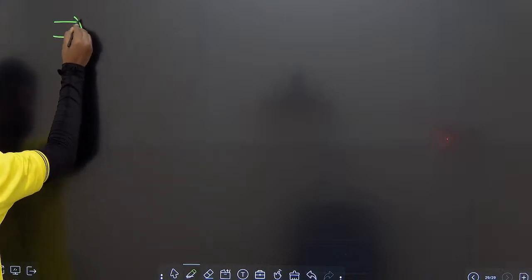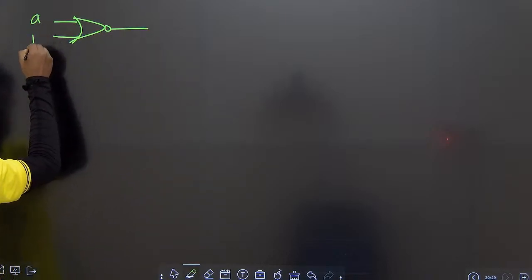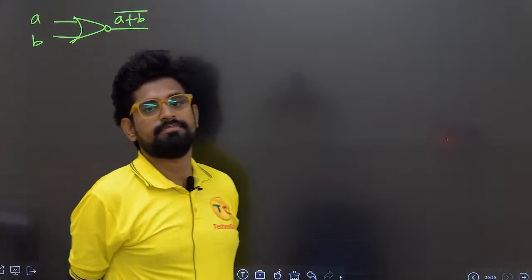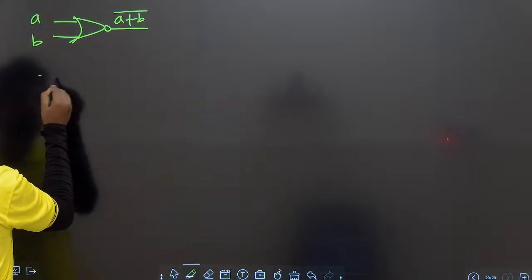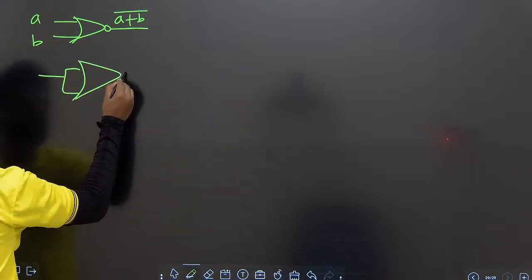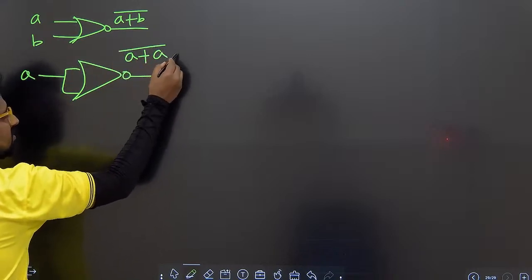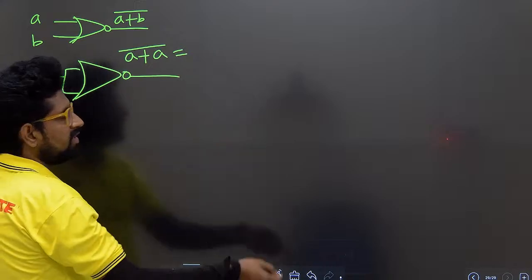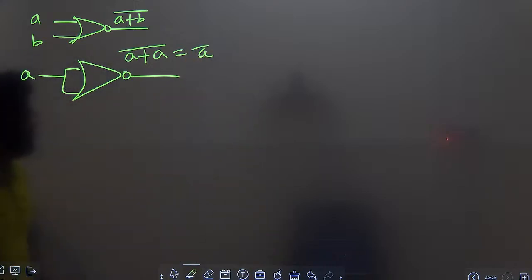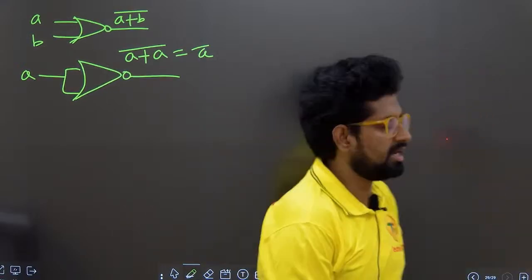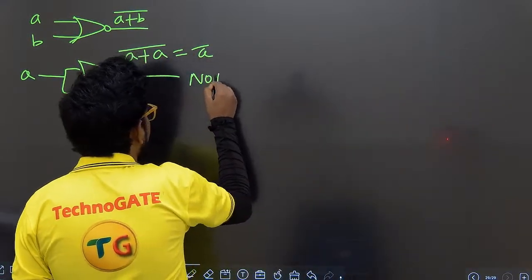So why does the NOR gate act as a universal circuit? First let us draw the diagrams. This is A, B, and here the output is (A plus B) bar. Then I am making the two inputs the same, instead of B also A. A plus A bar, which is nothing but A bar. Okay, A into A is A, A plus A is also A. Hence it acts as a NOT gate.